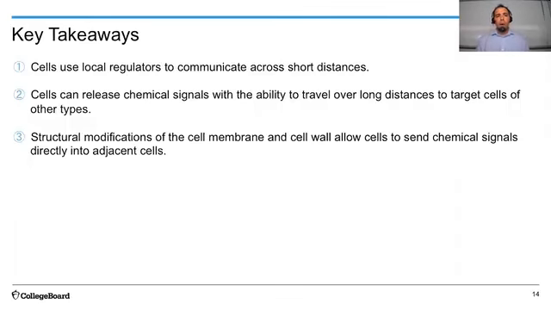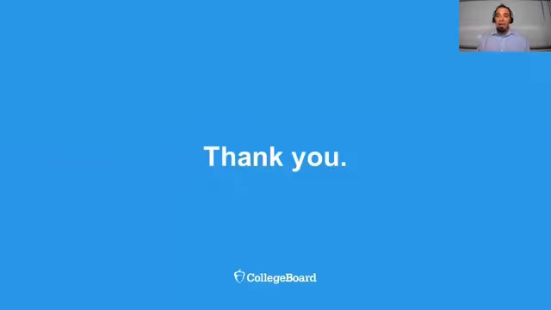The key takeaways are: 1, cells use local regulators to communicate across short distances. 2, cells can release chemical signals with the ability to travel over a long distance to target cells of other types. And 3, structural modifications of the cell membrane and cell wall allow cells to send chemical signals directly to adjacent cells.